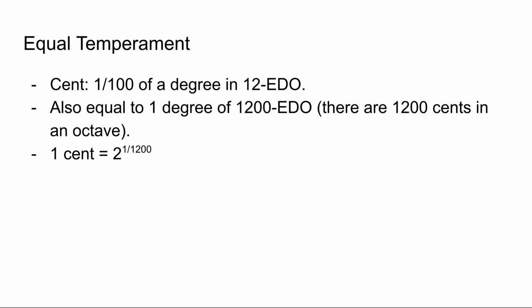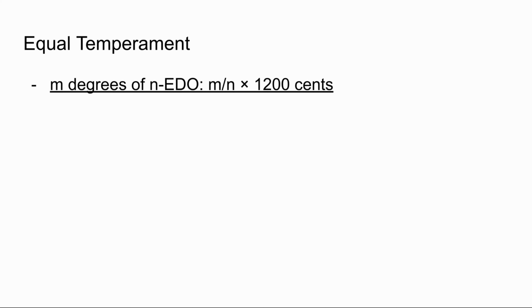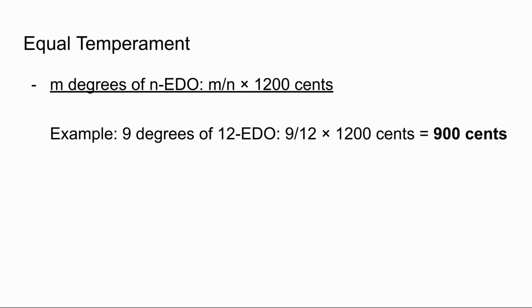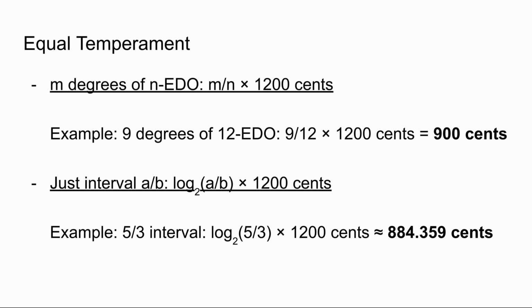Before we look at the revised table, let's see how we can convert EDO intervals and just intervals into cents. For EDO intervals, divide the number of degrees by the number of the EDO and multiply by 1200 cents. Here's an example. 9 degrees of 12 EDO is equal to 900 cents. For just intervals, take the base 2 logarithm of the interval and multiply by 1200 cents. For example, 5 over 3 is approximately equal to 884.359 cents. Let's go to the revised table now.